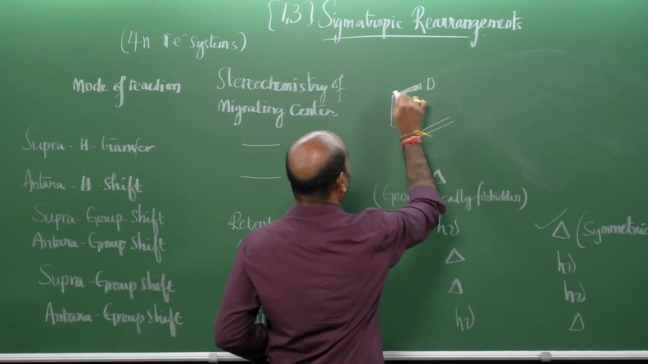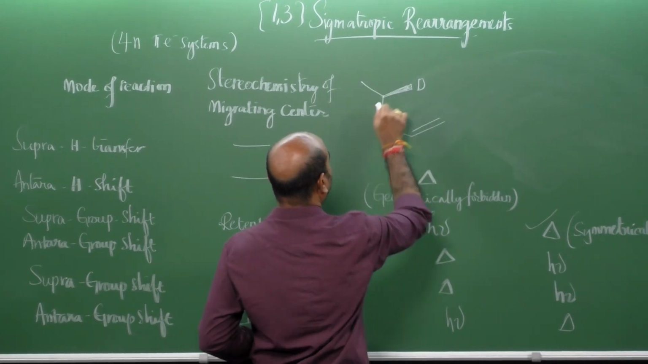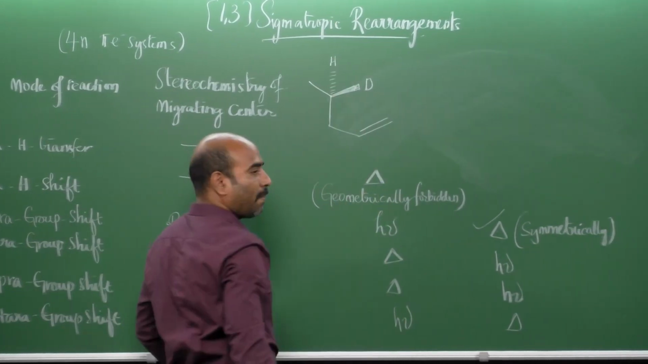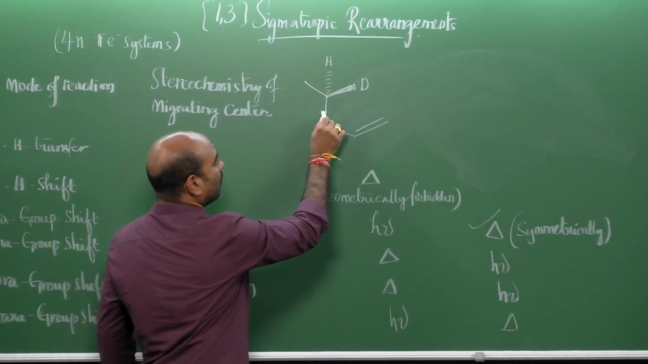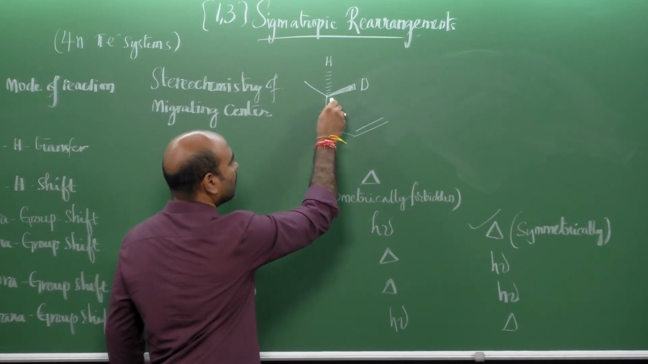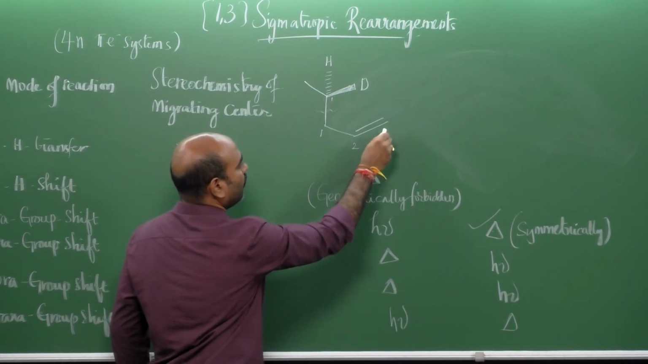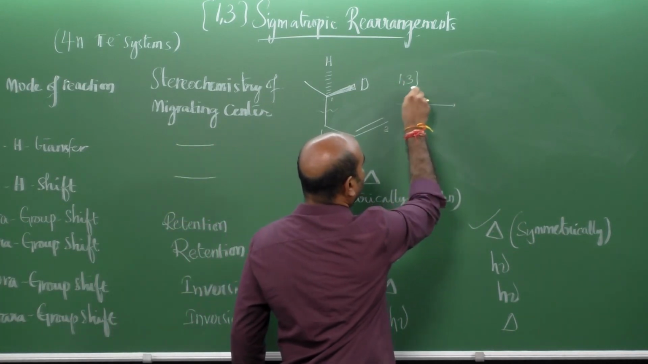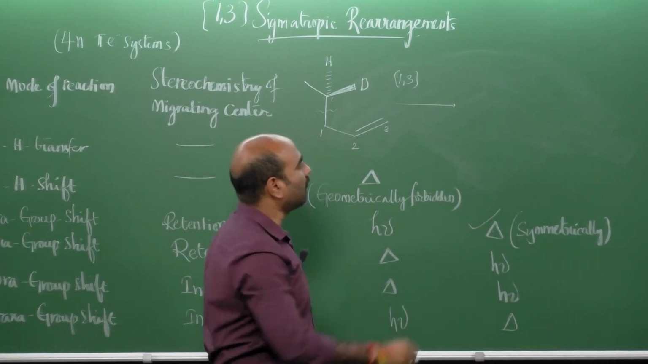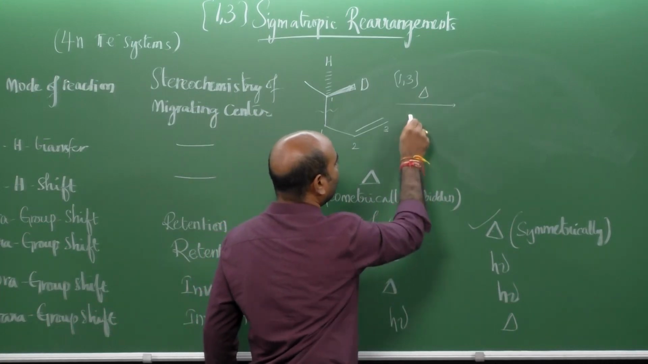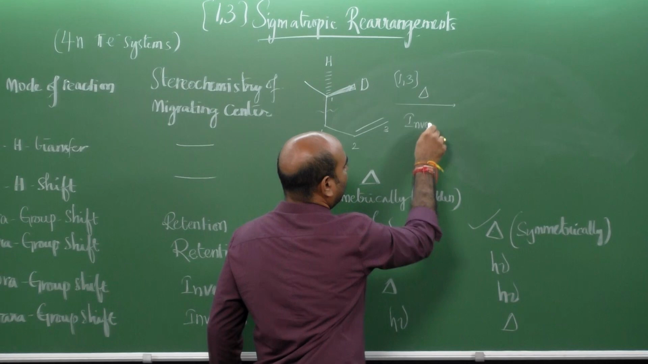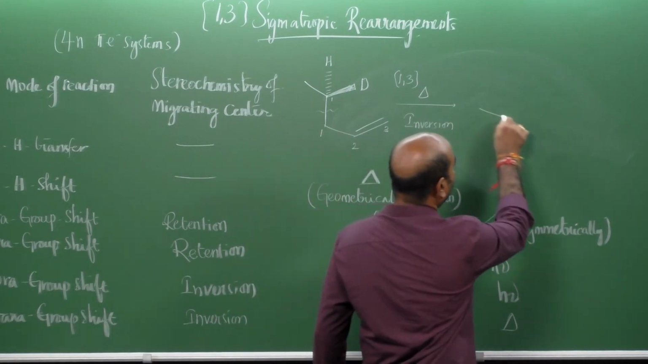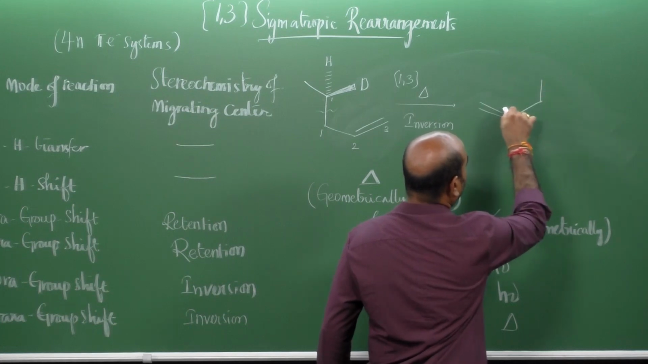So if this is the deuterium and this is the carbon atom or group which is attached and this is the hydrogen, the sigma bond which is undergoing homolysis is this one. So numbering is like 1, 1, 2, 3. So after a 1,3 sigmatropic shift under thermal conditions, which is possible only with inversion of configuration, you will be seeing this.